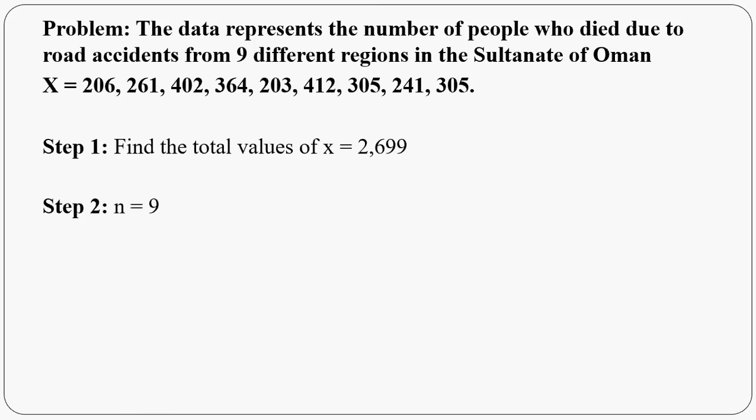Next, how many items are given? If you count, it will be 9. So what is the next step to calculate the simple arithmetic mean? The formula is sigma x by n. So 2699 divided by 9 is equal to 299.89. So I hope this example is clear to understand with regards to simple arithmetic mean.